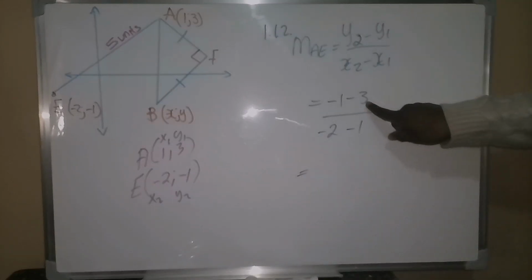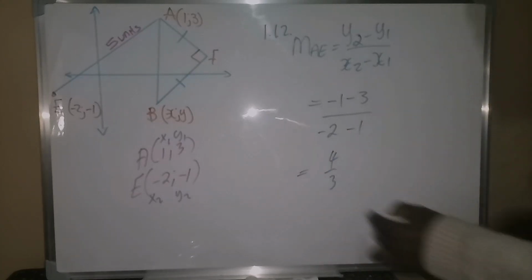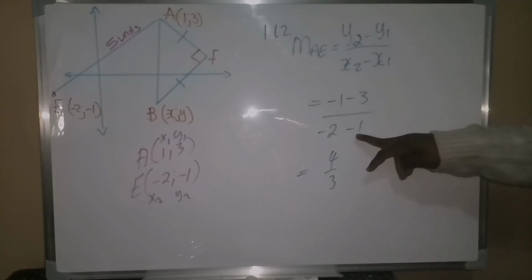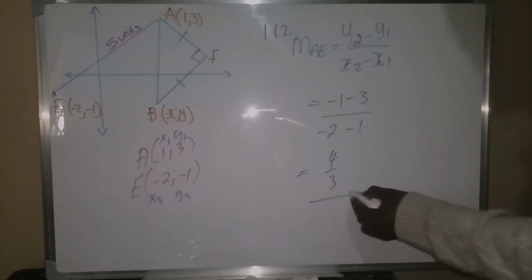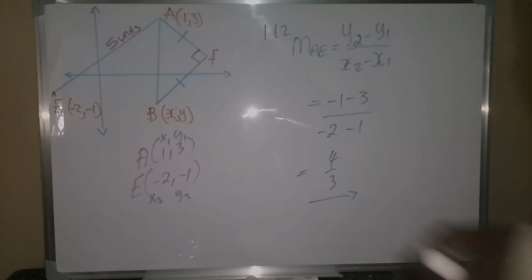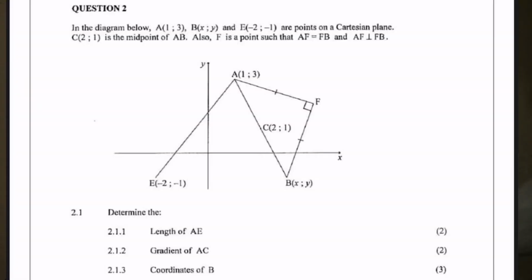If you put this on a calculator, -1 minus 3 is -4, and -2 minus 1 is -3. -4 over -3 is 4 over 3. Therefore, this is the gradient of line AE, and the gradient of AE equals 4 over 3. And 1.1.3: determine the coordinates of B.